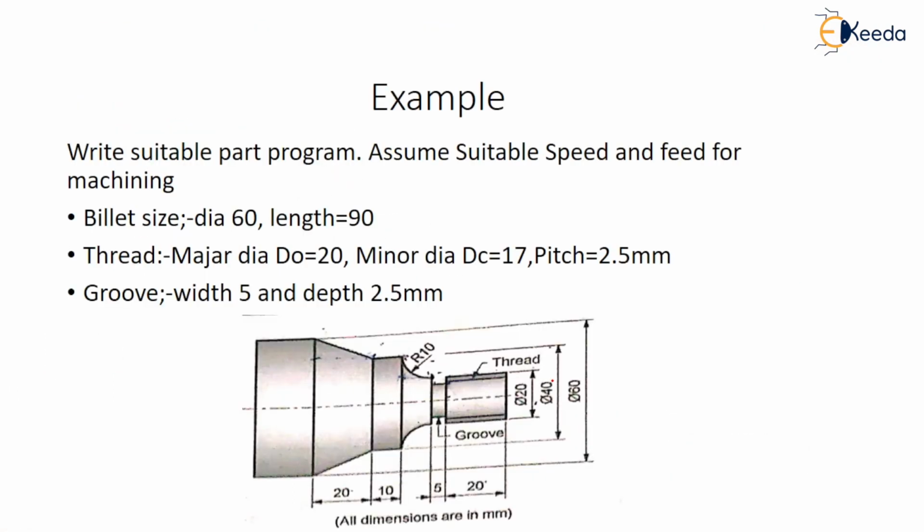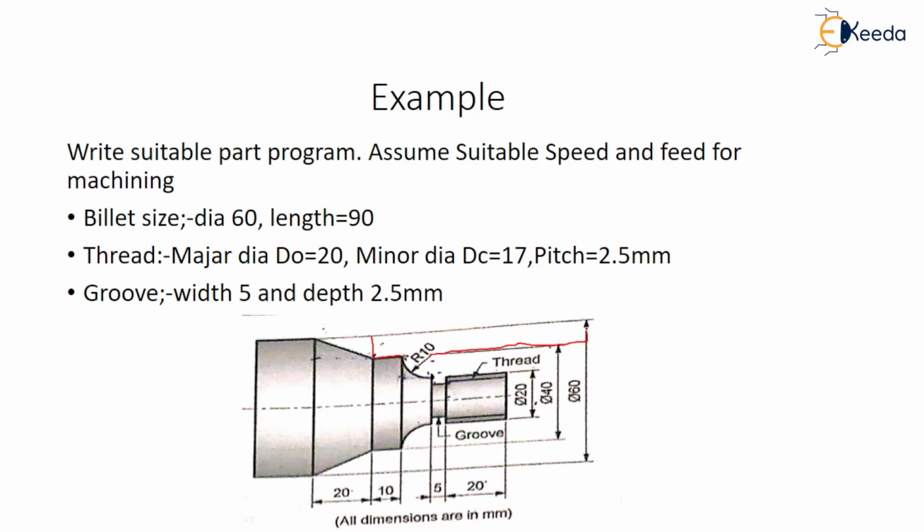So let's go back and see. If you observe 60 to 42, that means this will come up to here. The centre line is not considered. So up to here we are removing the part.